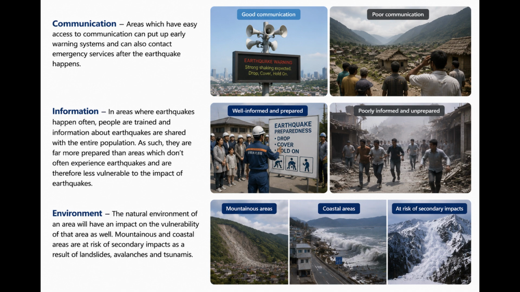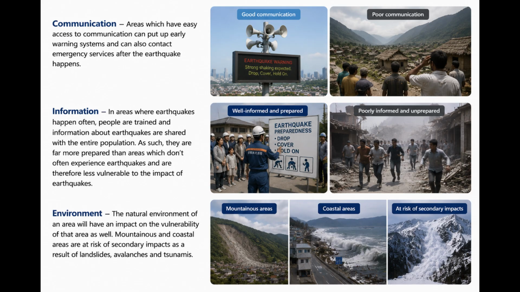Communication: areas which have easy access to communication can put up early warning systems and can also contact emergency services after the earthquake happens. Information: in areas where earthquakes happen often, people are trained and information about earthquakes is shared with the entire population. As such, they are far more prepared than areas which don't often experience earthquakes and are therefore less vulnerable to the impact of earthquakes.